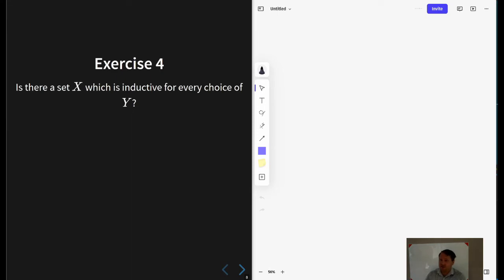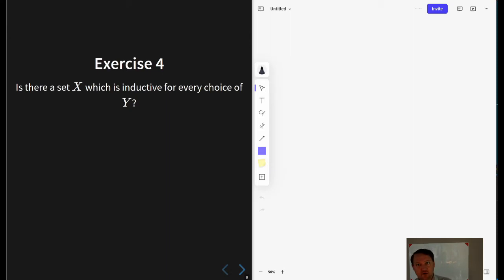One more exercise, and this one really does lead into the next thing that we talk about, so this is not merely an exercise, this is actually going to do a little bit of work for us. Does there exist a set X which is inductive for every choice of Y? I've mentioned a couple times now the set of all L expressions, and so hopefully that comes to mind. And the answer is yes, that X could be the set of all L expressions. And you can see that that satisfies the condition for being inductive for Y.